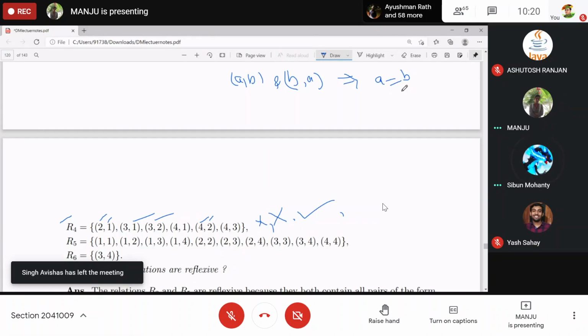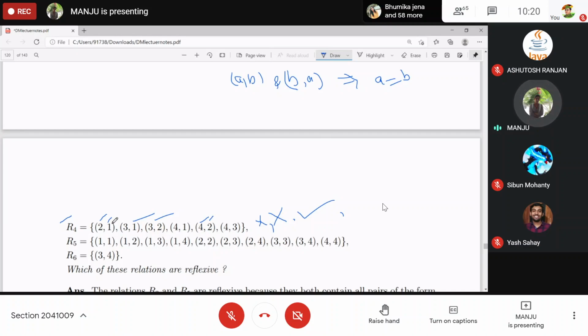Yeah, antisymmetricity. Here you have 2 1. So 1 2 is not there, so at least one should not be there. That's okay. 3 1 is there, 1 3 is not there. 2 3 is not there. So neither of the reverse pairs is there, so this is antisymmetric. What about R5? Reflexive? Yes. Reflexive, right? 1 1, 2 2, 3 3, 4 4.